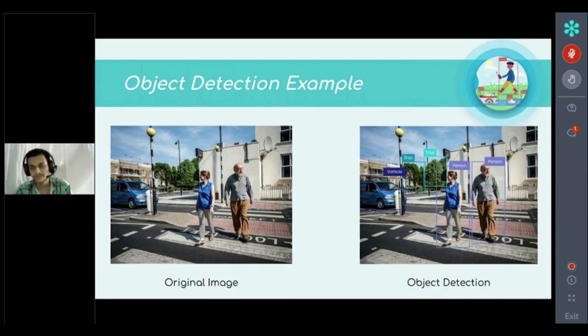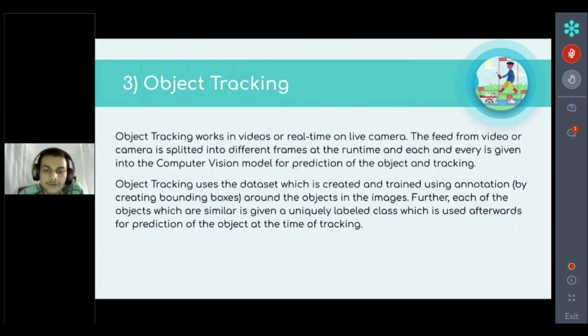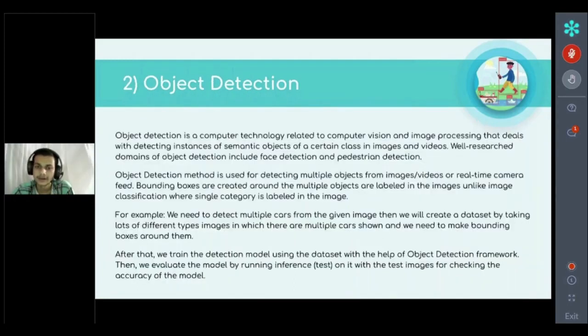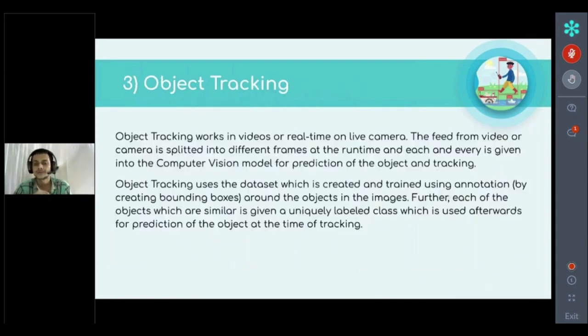And now we will head to the third one, which is object tracking. So what is object tracking? Object tracking is an enhanced version of object detection, we can say. It works in videos or on the real-time feed of a live camera. Object detection works on images and videos, but it cannot track the motion of a person very efficiently.